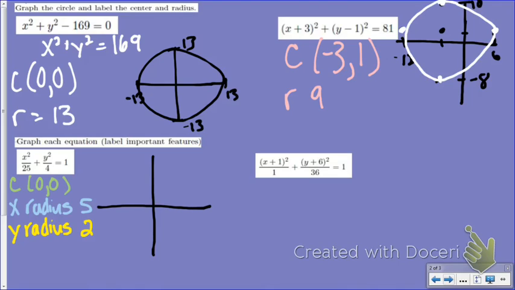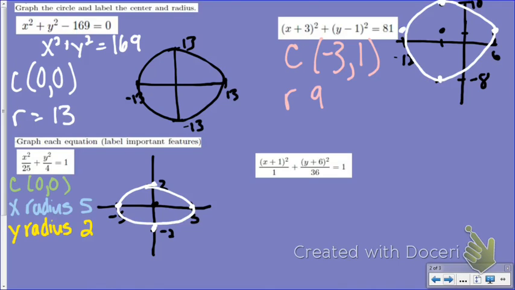I'm going to go from 0, 0 as my center. To the side, I'm going to go over 5 and left 5. I'm going to go up 2 and down 2, which means my ellipse is going to go through those 4 points. And it should actually hit those points, but where's my ellipse?